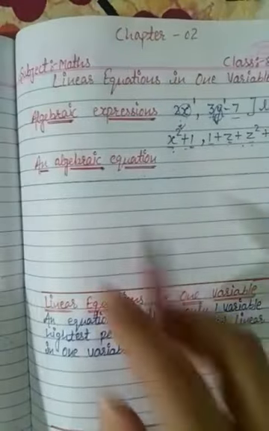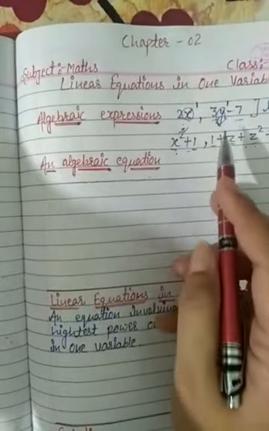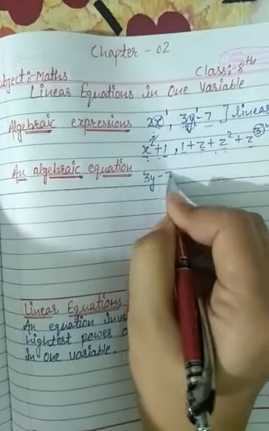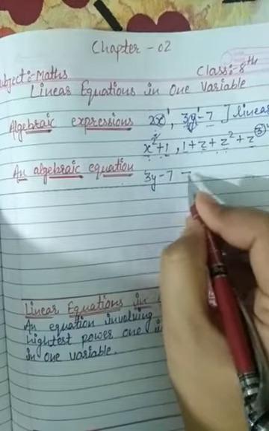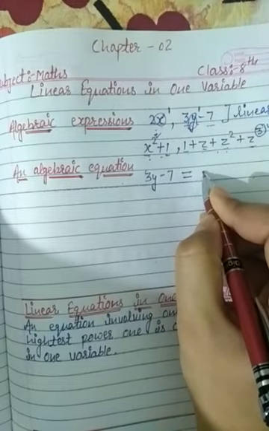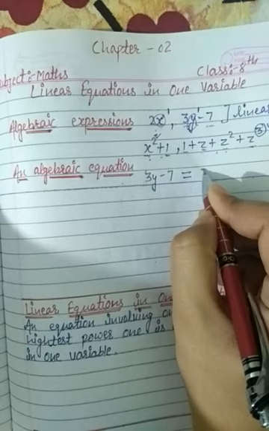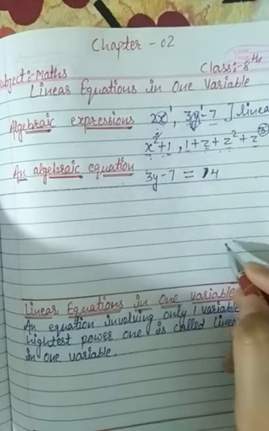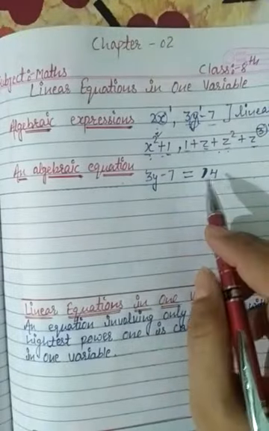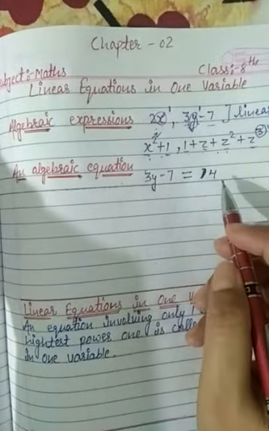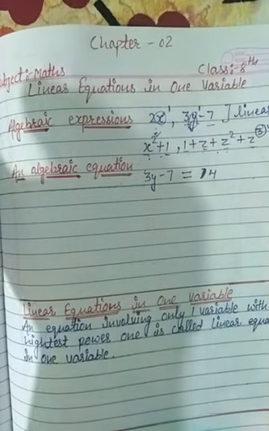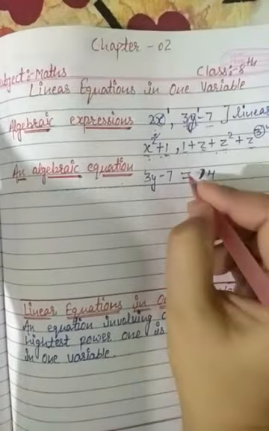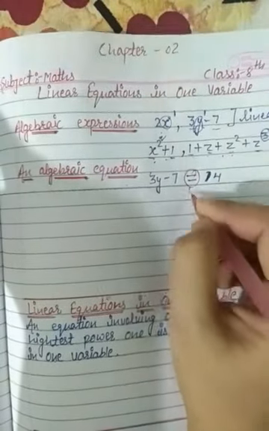Equation. I am writing the same expression again, 3y minus 7. But after 7, I am writing equal and one more expression. Now your expression has changed to an equation. Why is it an equation? Because it contains an equality sign.